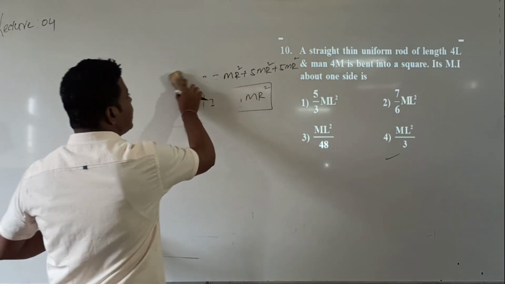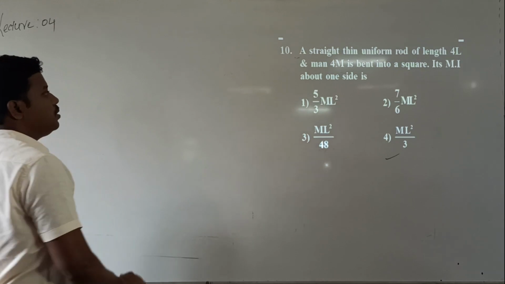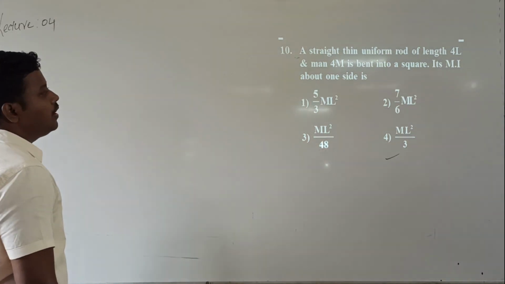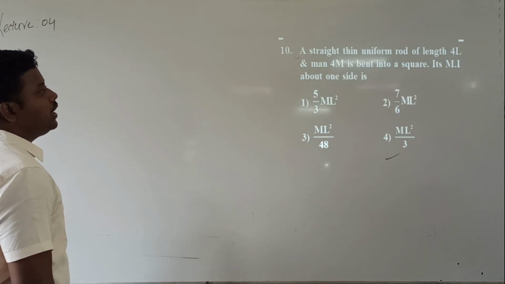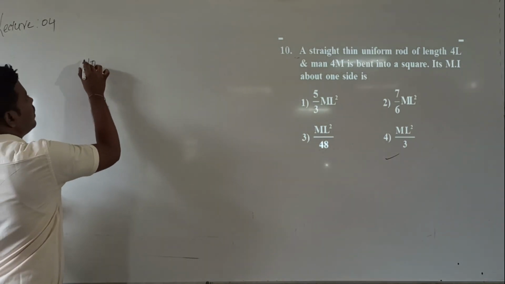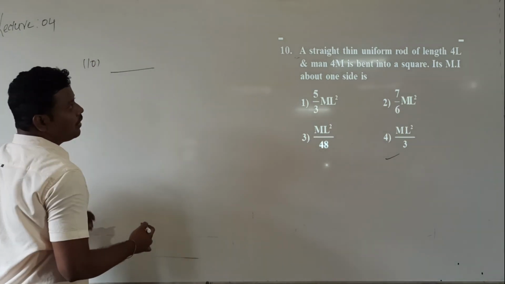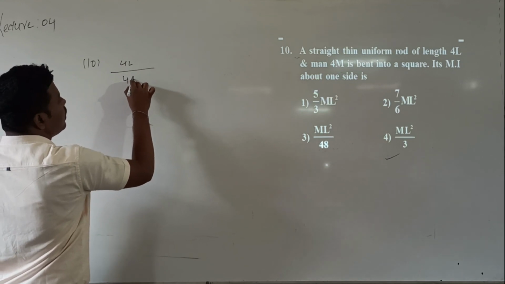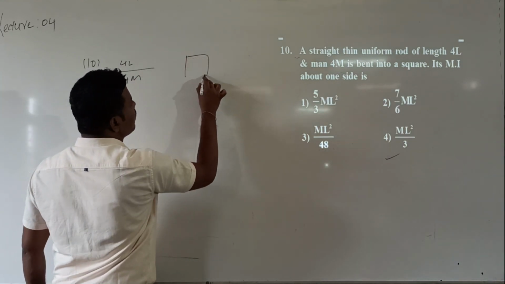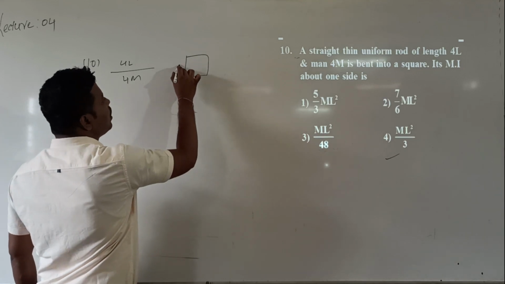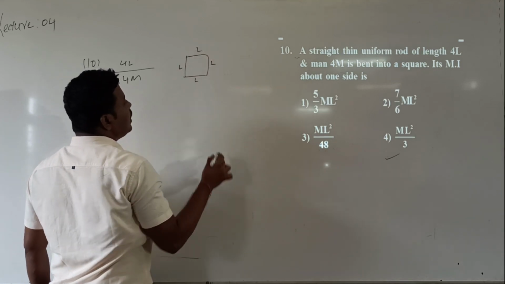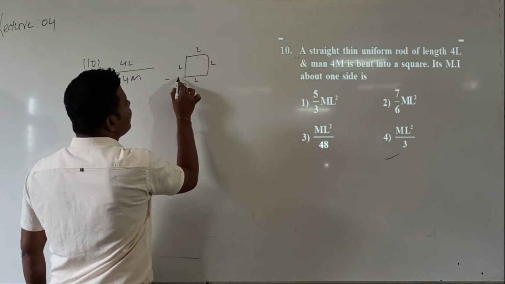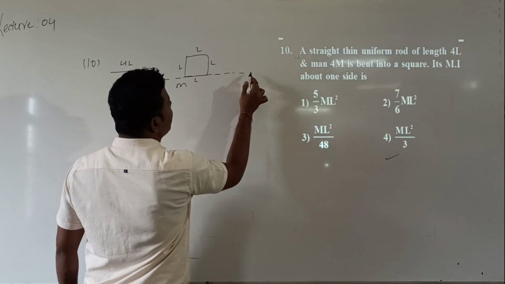Question number 10. So what is the question they have given? A straight thin uniform rod of length 4l and mass 4m is bent into a square. What is the moment of inertia about one side? One rod is there, length 4l, mass 4m. It is now bent in the form of a square, so each side has length l and each side has mass m. They are asking the moment of inertia of the square about one side.